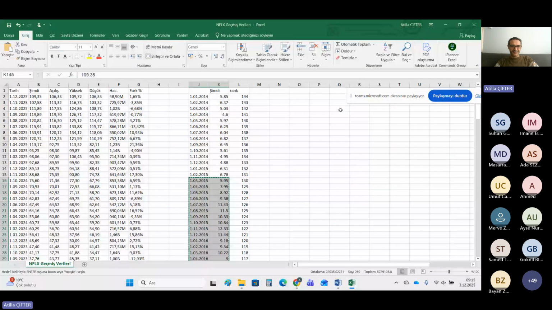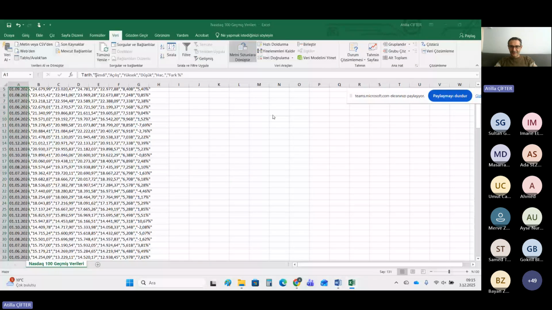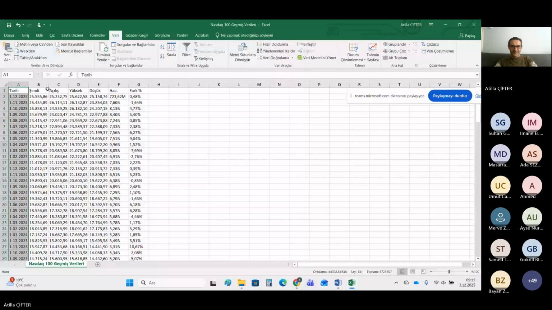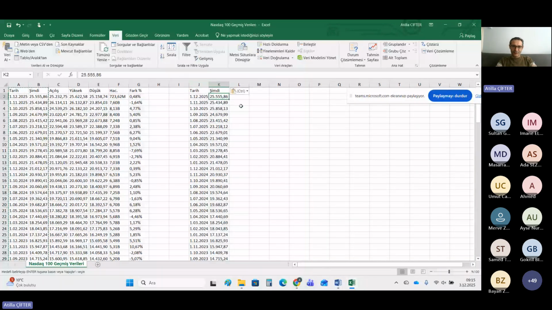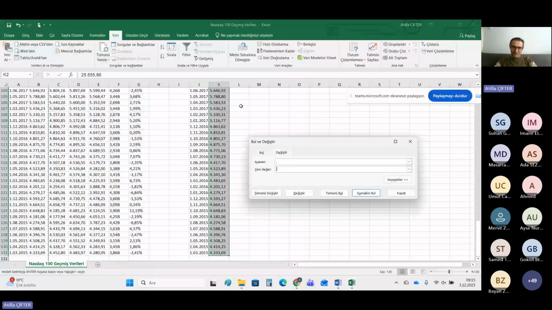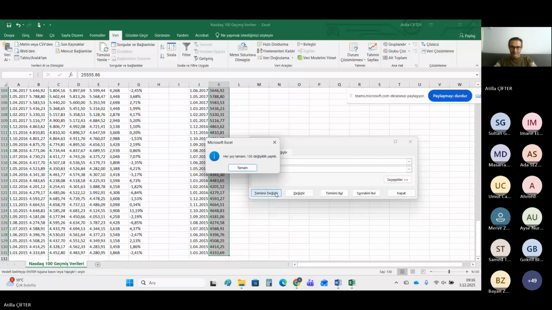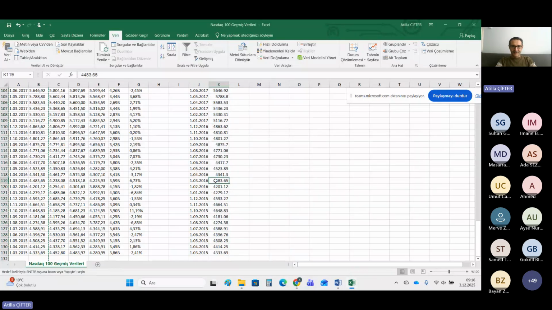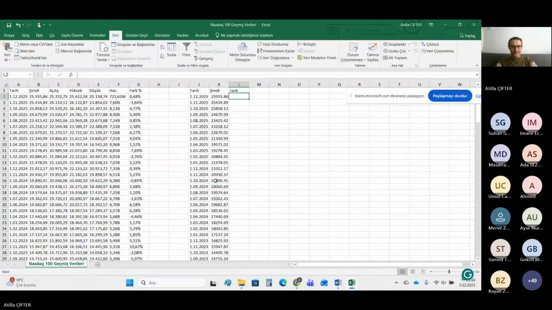So now we have Nasdaq data. Again, Data, convert text with comma, and then select it. Here we have a problem with comma and dot. If I first change dots, then comma to dot. Okay, and then I have rank from 1 to 3rd.